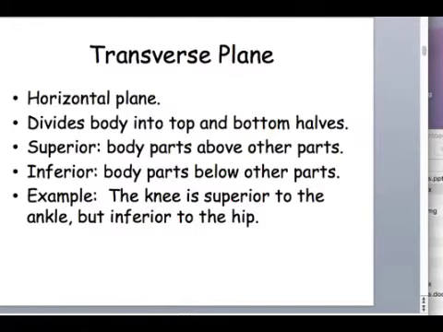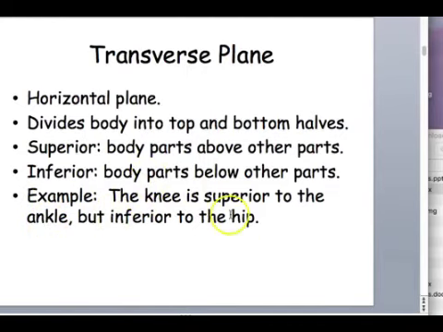The transverse plane is that horizontal plane that gives us the top and bottom halves. Whenever that happens, superior is something above something, inferior is something below. So this was a lab question: the knee is superior to the ankle but inferior to the hip. Some people put distal instead, but distal and proximal are terms that you really only use in reference to something else. It's better to say the knee is superior to the ankle, which means it's above the ankle.